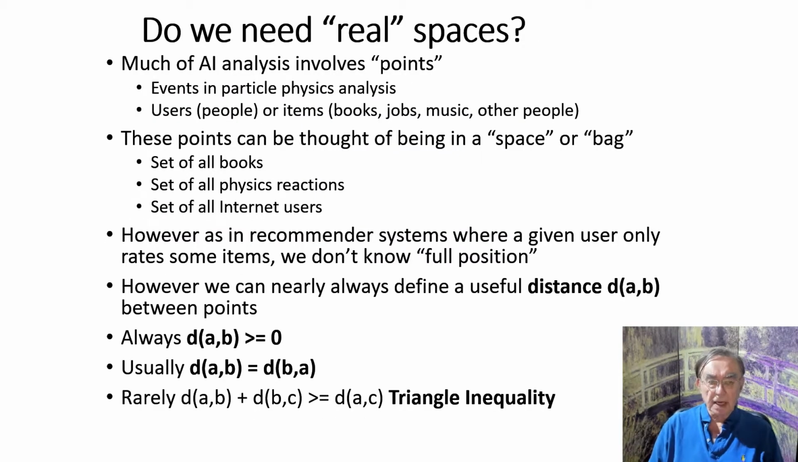So we have AI analysis, we always get points. Events, when we're doing physics analysis from these accelerators, they generate events, which are points in some space. Users or items are points, and they're all within a space or a bag. Sometimes you talk about bags, and that just points out the space is not a real space. It's just a collection of points. And they say we only know the distance between the points, they're not vector structured.